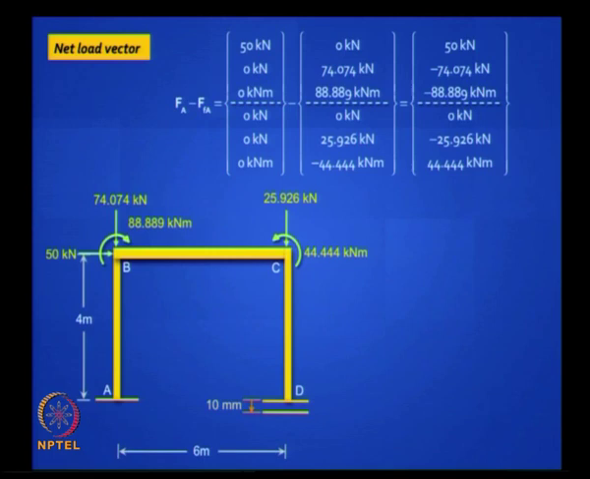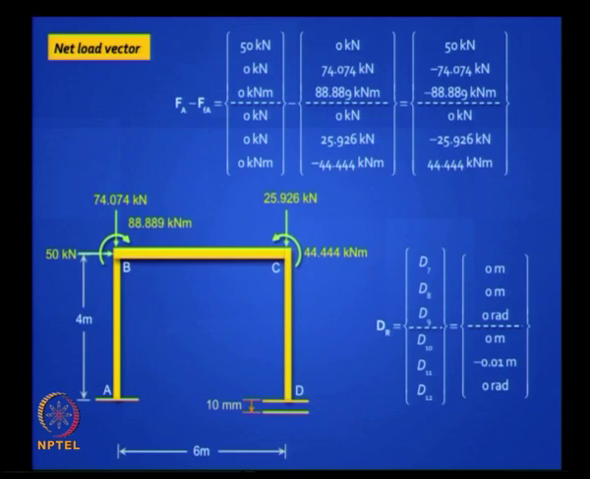And the equivalence is they all have the same DA vector, the active displacement vector. And you also note that in addition to the forces you have support settlements, which comes from the DR vector, you have D11 having a value of minus 0.01 meters.